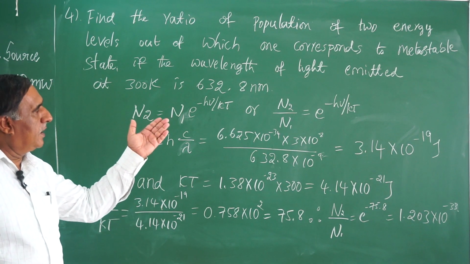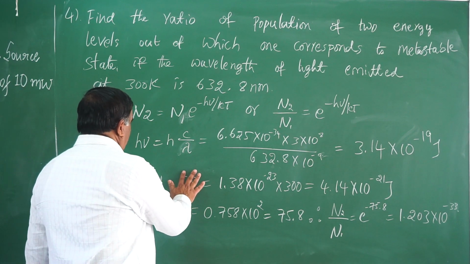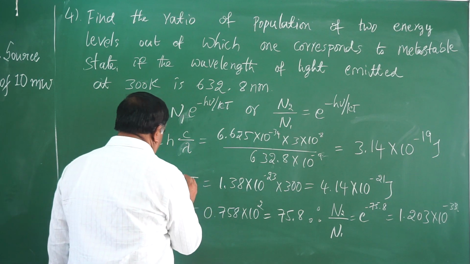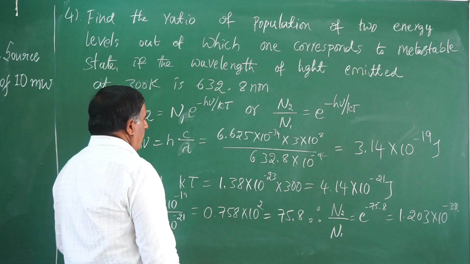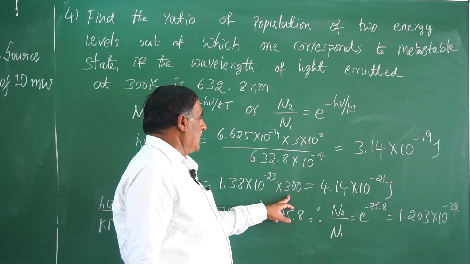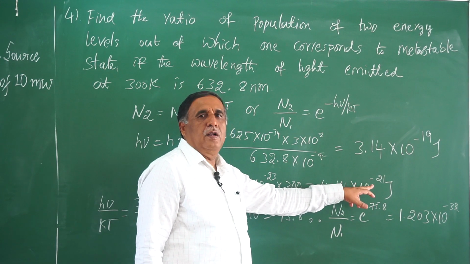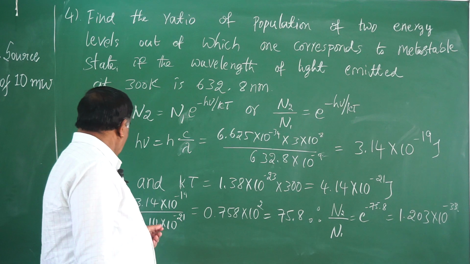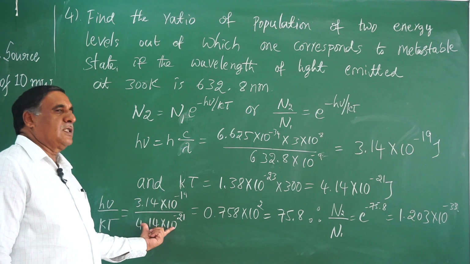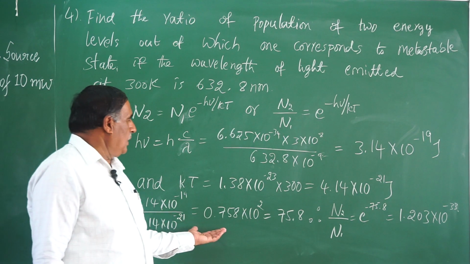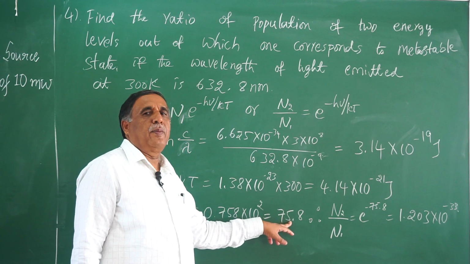Then the denominator term here is k into T. Here k is the Boltzmann's constant. So, this k into T will be equal to, the value of k is given, T is the temperature, and the calculation gives 4.14 into 10 raised to minus 21 joules. So, for the h nu by kT calculation, this is the value of h nu, this is kT, and using a calculator you will get here 75.8.